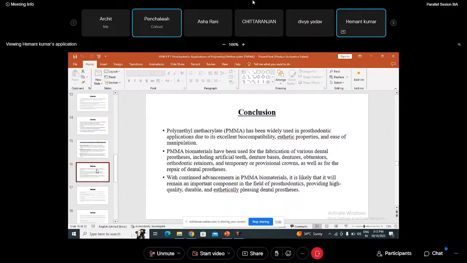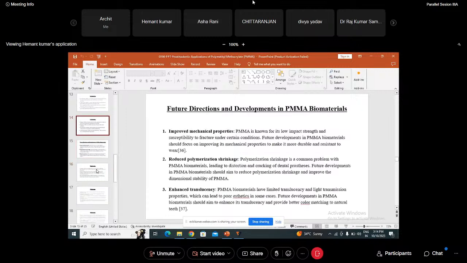Where is your result? My result is the conclusion that PMMA biomaterials have been used for the fabrication of various dental products, commonly artificial teeth, denture bases, etc. This is the conclusion. With continued advancement, PMMA biomaterials are likely to remain an important component in the field of prosthodontics, providing high quality, durable, aesthetically pleasing dental prostheses. This is my result at the last conclusion.